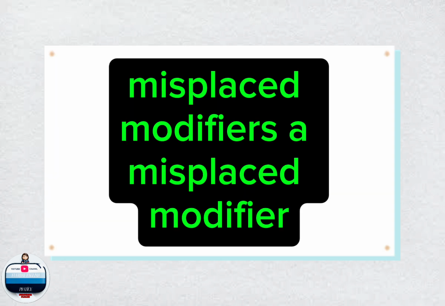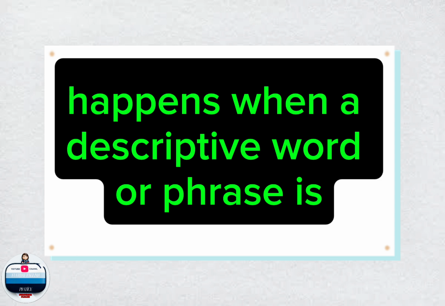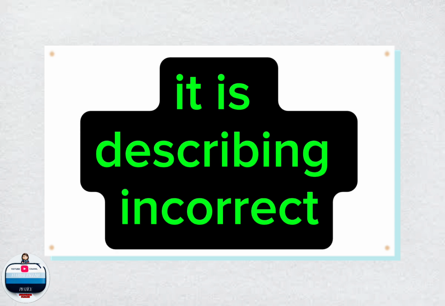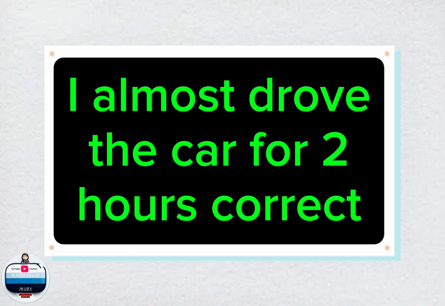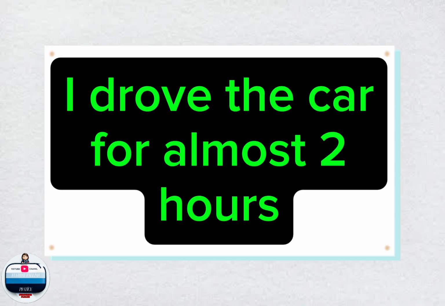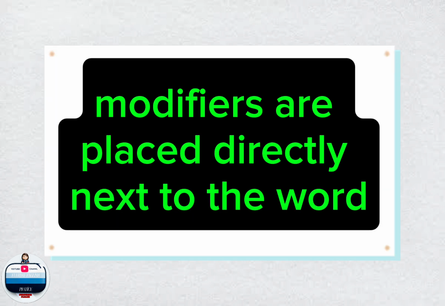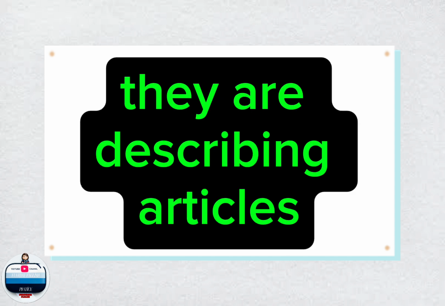Misplaced modifiers. A misplaced modifier happens when a descriptive word or phrase is not placed next to the word it is describing. Incorrect: I almost drove the car for 2 hours. Correct: I drove the car for almost 2 hours. To avoid this mistake, make sure modifiers are placed directly next to the word they are describing.